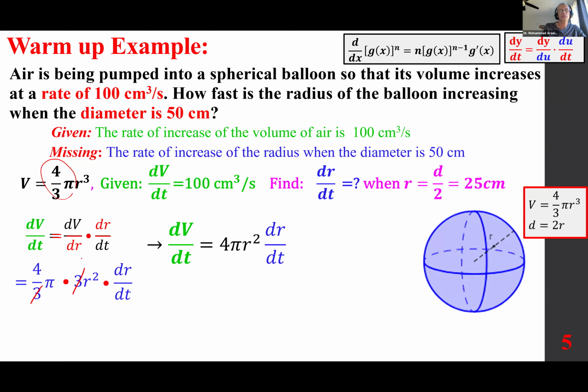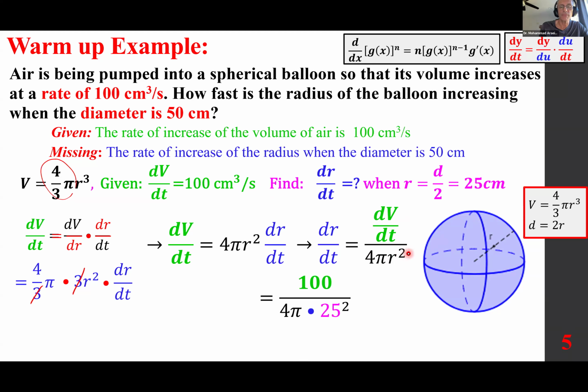We want dr/dt. We're going to divide both sides by 4 pi r squared. dr/dt becomes dV/dt divided by 4 pi r squared. Replace dV/dt with 100 cubic centimeters per second, with the units, divided by 4 pi times 25 squared. And bear in mind, if you want to put the units, for this one would be cubic centimeters per second, for this one would be centimeters squared. So you can see the result. Ultimately, the units would be the units of the radius over the units of time.